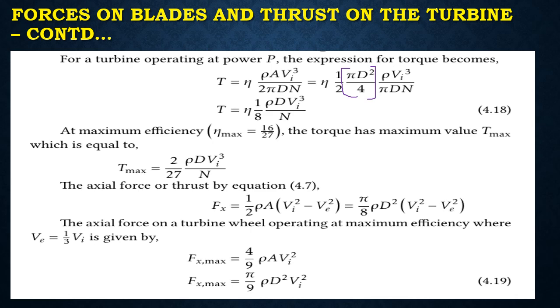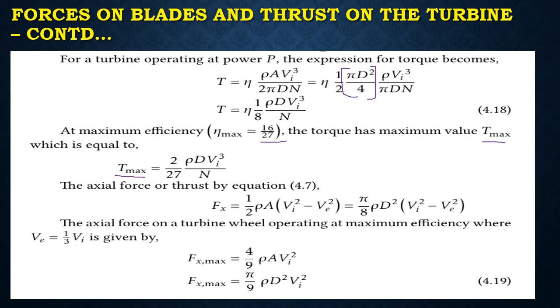So here at maximum efficiency 16 by 27, or what we call 0.595, that is Betz limit, we have discussed already. For maximum efficiency 16 by 27, we cannot exceed that. What is the expression for T max? Substitute the eta value 16 by 27, and the corresponding T you get is called T max, the maximum torque. Maximum torque for this will be 2 divided by 27 into rho d vi cube by n.